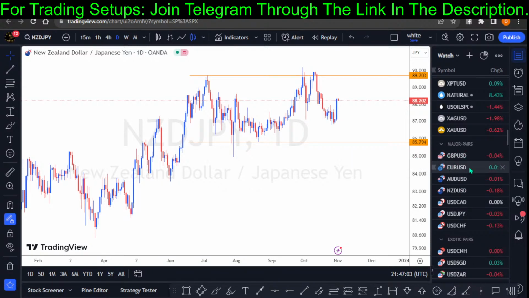GBP USD, Euro USD, AUD USD, New Zealand USD, USD Canada, USD Yen, and USD Swiss. So these are the assets you should trade, right?